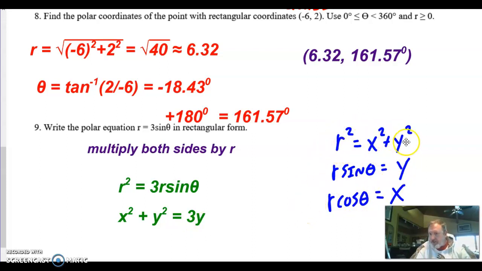R squared is x squared plus y squared. Y is r sine theta. X is r cosine theta. So we multiply both sides by r. Allows me to change this back to rectangular. You do not have to try to solve this for x or y. Just leave it right like that, and you're good.